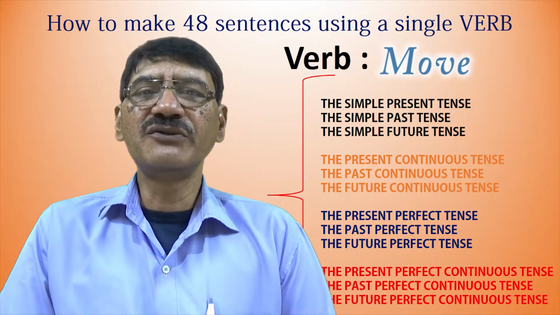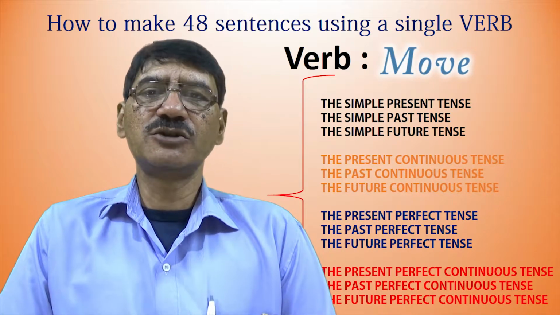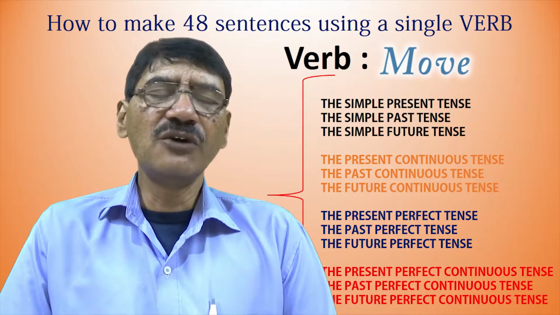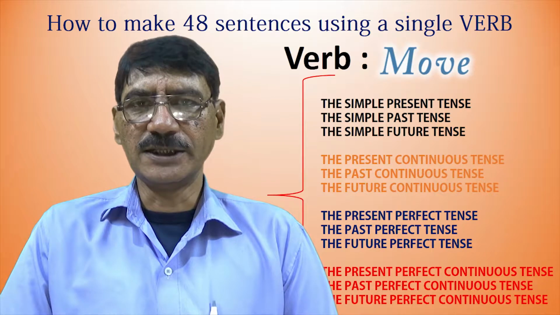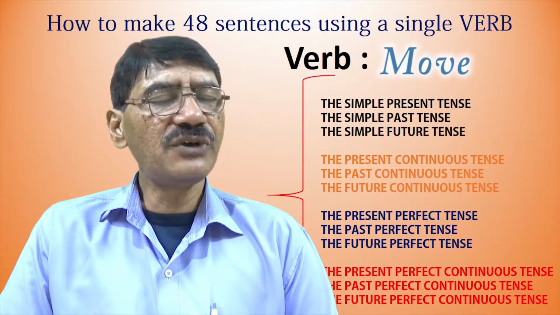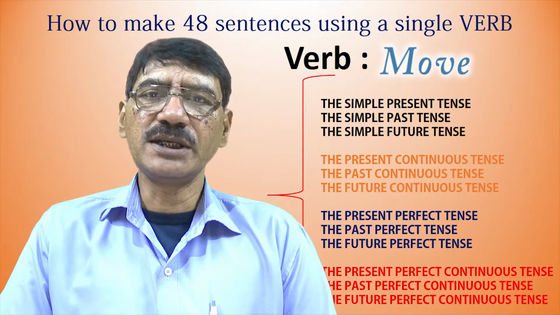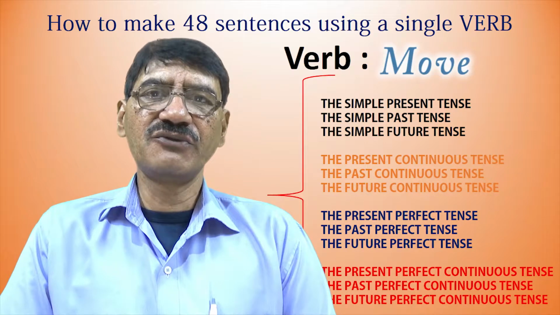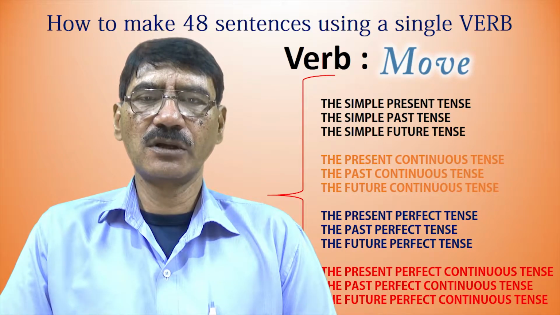We were moving from place to place. We weren't moving from place to place. Were you moving from place to place? Weren't you moving from place to place? We will be moving from place to place. We won't be moving from place to place. Will you be moving from place to place? Won't you be moving from place to place?